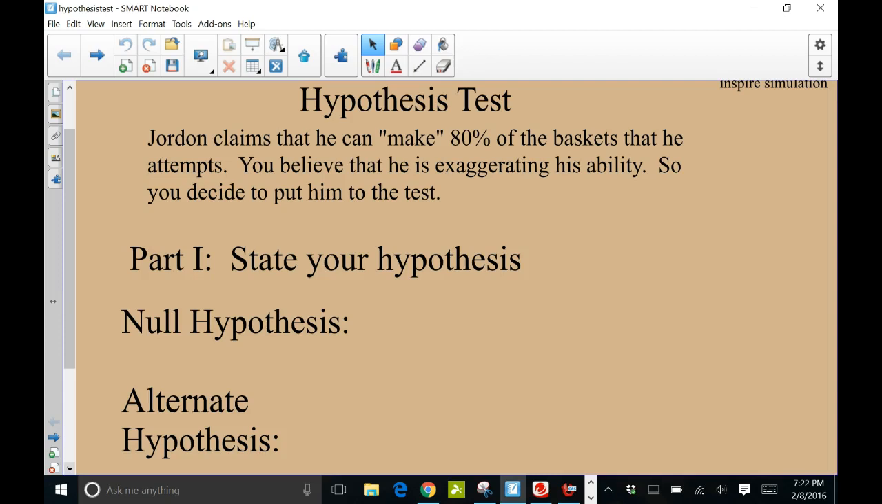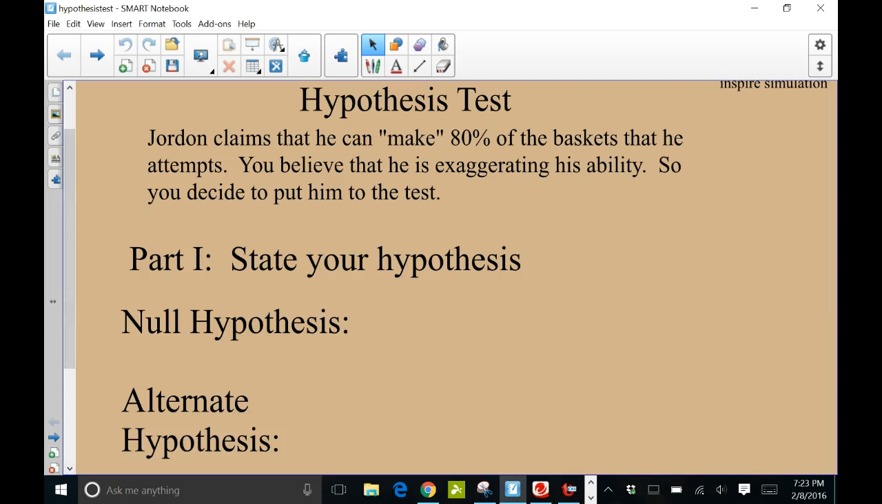So here comes this dude Jordan, and he claims he can make 80% of the baskets that he attempts. You think he's exaggerating, so you decide to put him to the test. What we have here is a case that's a little different than the past. When we did an interval, we had an estimate of the real value. Now we have what we think the real value is.